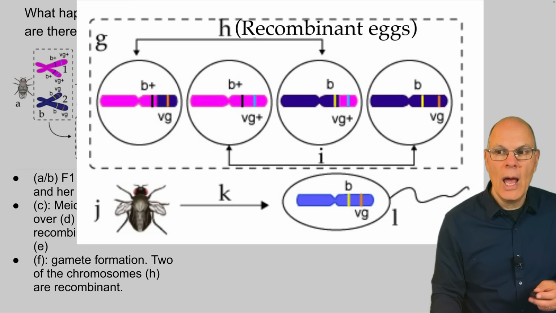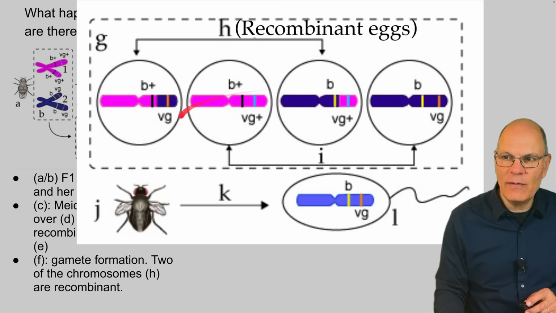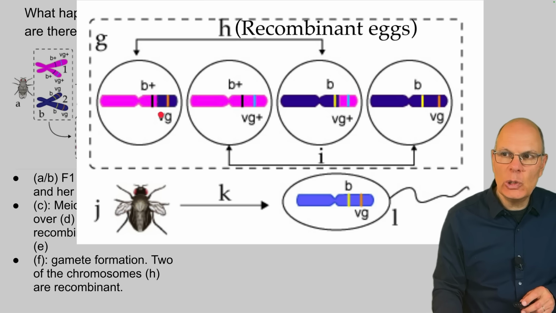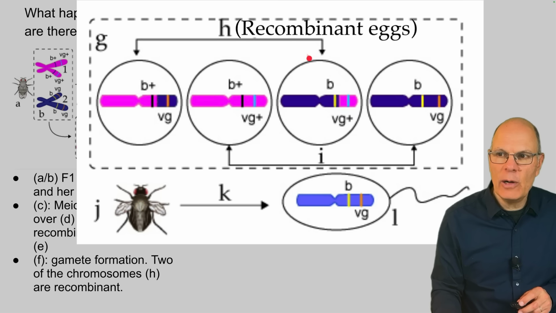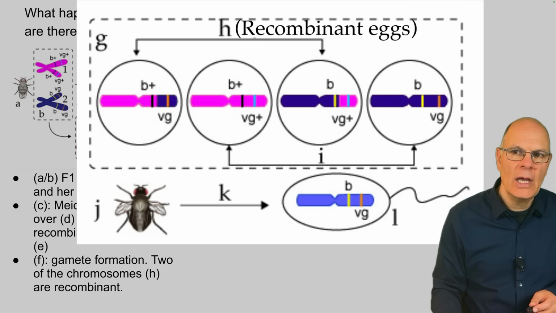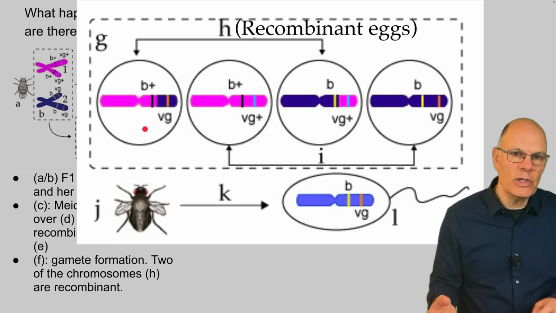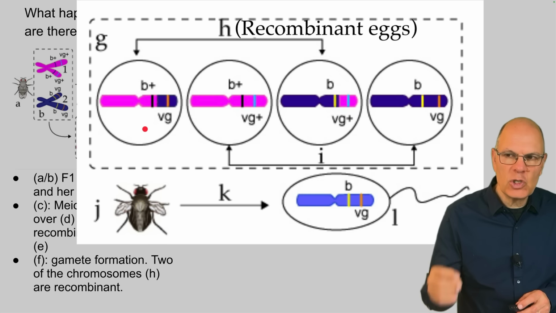We're going to go through gamete formation. And when we do that, note that of the eggs that the female produces, 2 of them at letter H are recombinant. What do I mean by that? Well, they have B plus and they have VG. In other words, this chromosome is B plus VG plus, this chromosome is B VG. Well, the recombinant ones are the ones where those alleles swapped places.